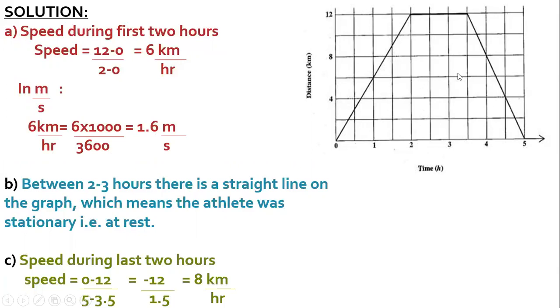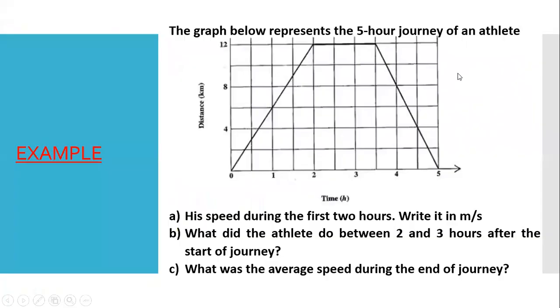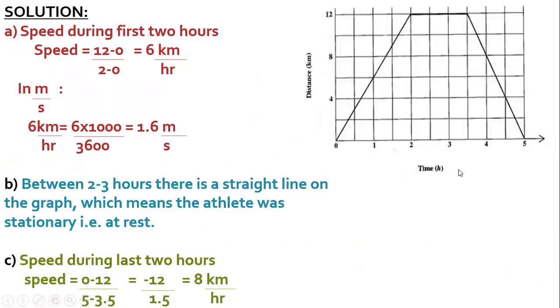Then what is happening? The question was, I forgot the question. Okay, what did the athlete do between 2 and 3 hours after the start of the journey? After 2 hours, let's see, it's doing nothing. There is a straight line, which means the athlete just stopped and he was stationary. He was probably getting a drink or something. It's summer, so he might be getting exhausted by all this running.